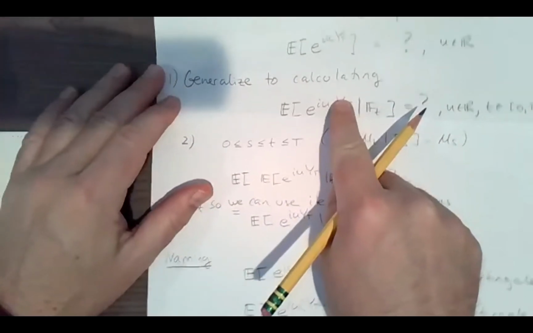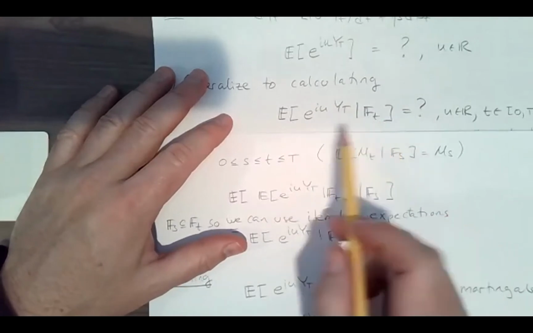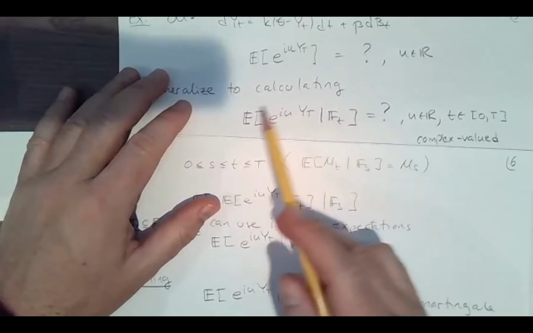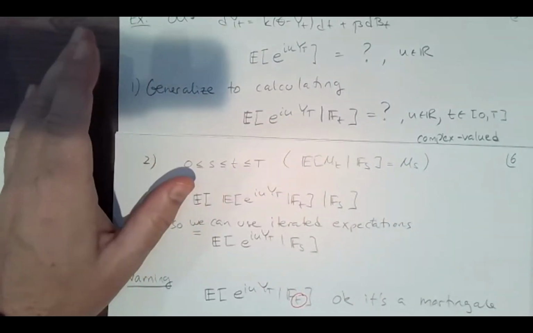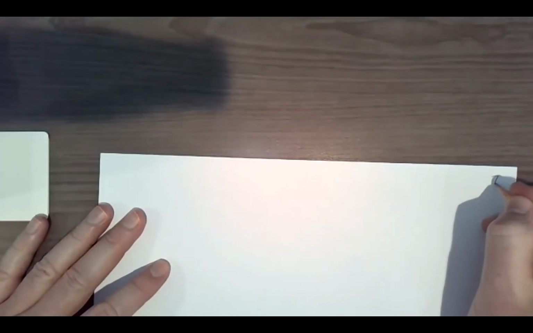We generalize, and we seek to compute something that is seemingly much more complicated. But this seemingly more complicated structure has actually a martingale component to it, and that's what's going to make it work. That was step one. So let's do step two.